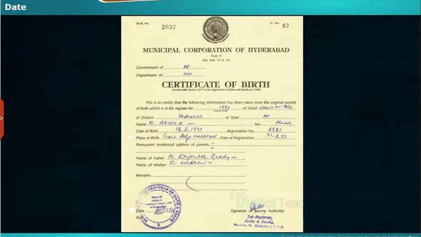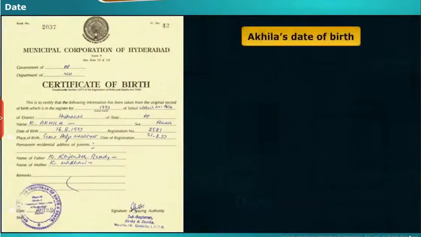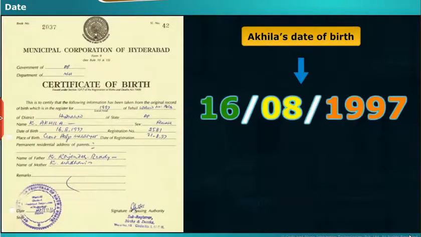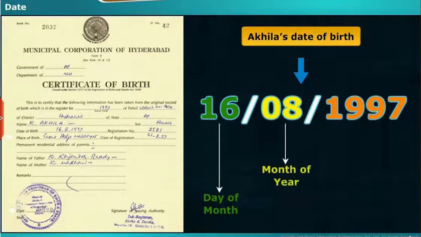Look at Akila's birth certificate, which is shown on the screen. As per the birth certificate, Akila's date of birth is 16/08/1997. Here the number 16 represents the day of the month, the number 08 represents the month of the year, which is August, and 1997 is the year.